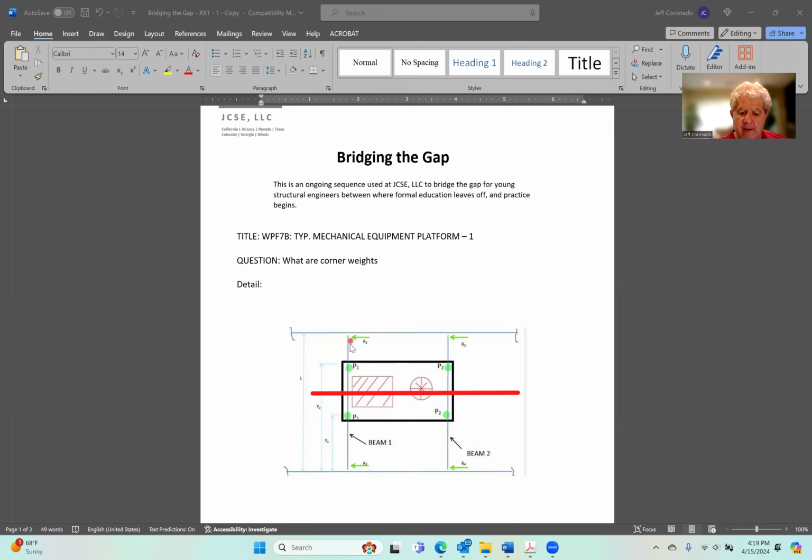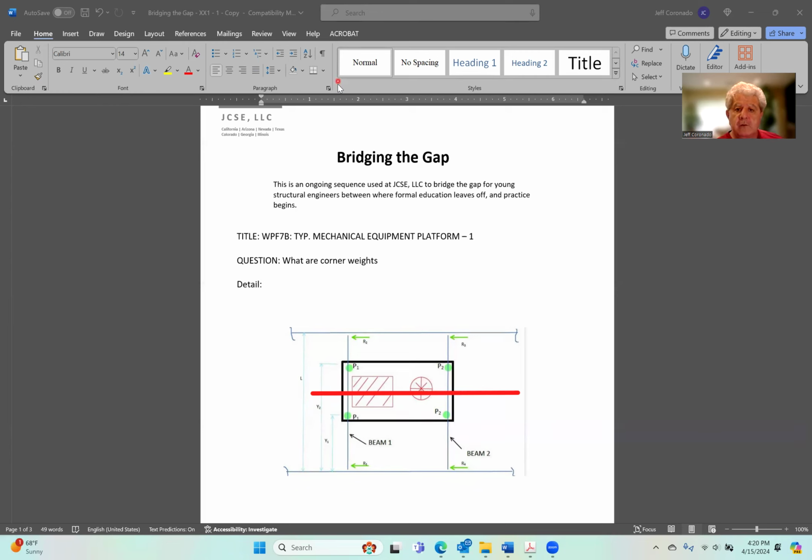In black, you have beams along the edges of the unit, and then you have girders that support the beams. So we're showing two beams and two girders. If you look at the centroid axis along the longitudinal direction of the unit, there will be symmetry in all likelihood. I shouldn't guarantee it. In all likelihood, there will be symmetry about that line.